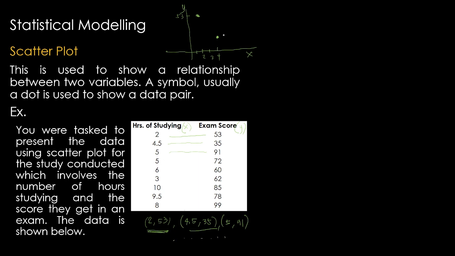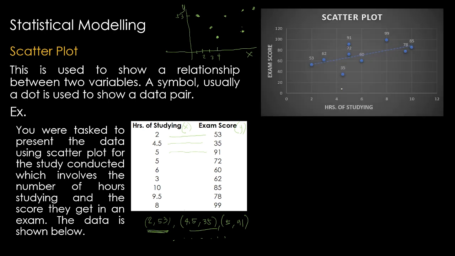So after you plot all of the points, you can have something like this. Okay, ito na. At the x-axis again, you have the number of hours studying, and at the y-axis, you have your exam score. For the first point, at 2 hours, we have 2 and 53, so it's here. And also we have 4.5 and 35. This is 3 and 62, because 3 is somewhere here, and so on and so forth. Kumbaga, you can notice easily that there is a trend.